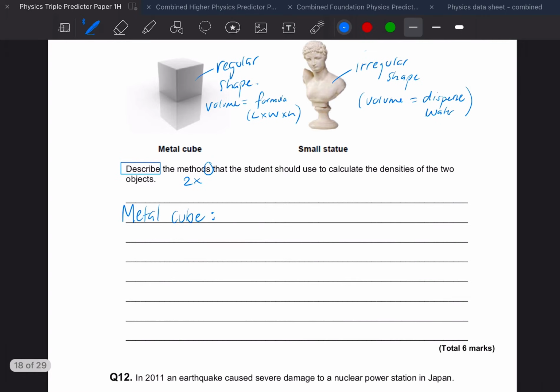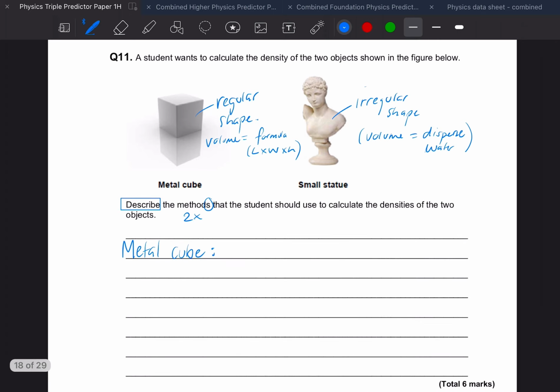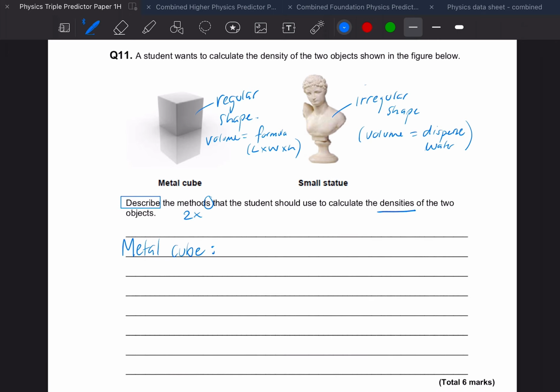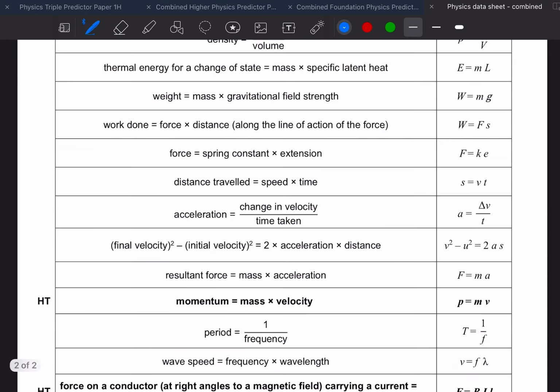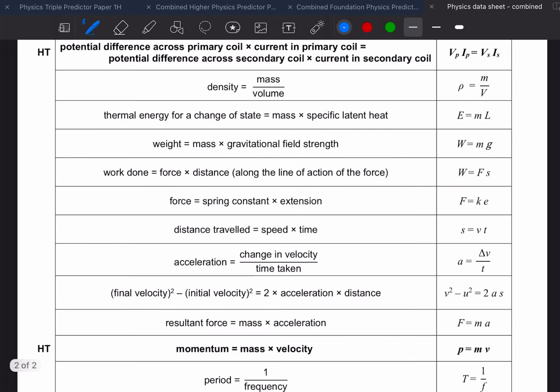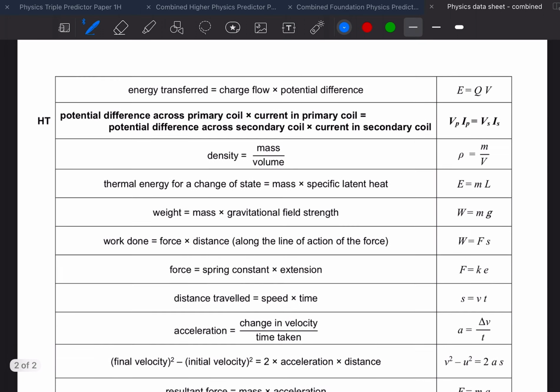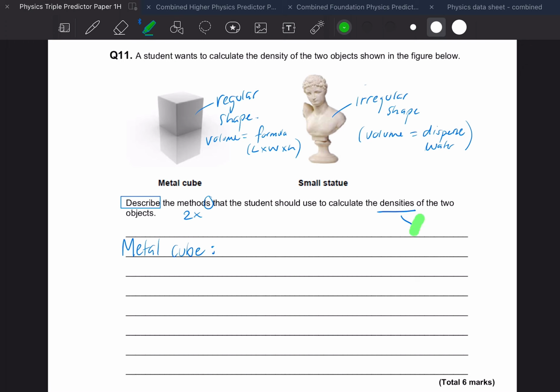So the first thing we're going to do for the metal cube is in order to find the density. All right, well, density, we're going to just use the formula. If we go to our data sheet, we can see that density is there. Density is mass divided by volume. So we can put that on there. Density equals mass divided by our volume.